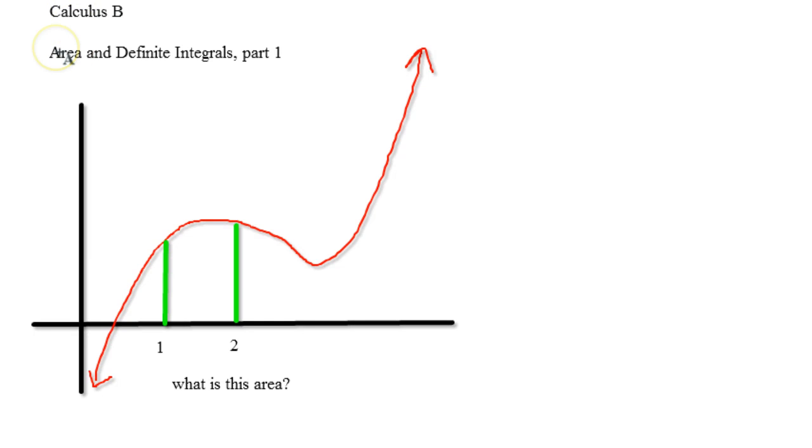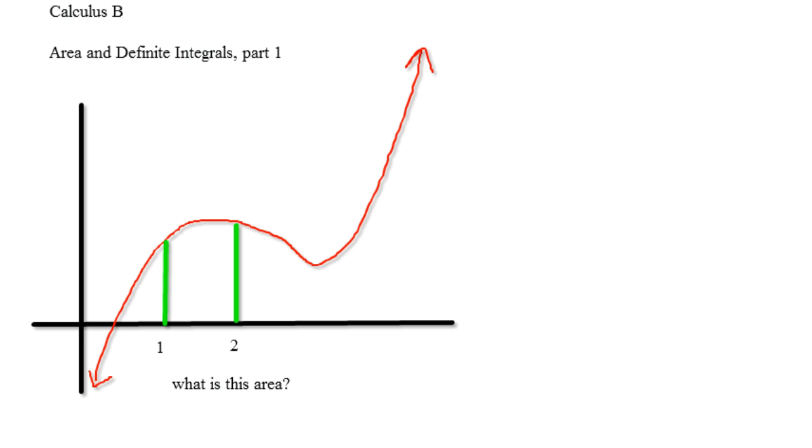Alright, so we're talking about area and definite integrals, and this is going to be part one in the series. Area and definite integrals is taking a look at a shape that looks something like this and then finding the actual area of this shape. The area of this shape is this area in here. Let me get rid of it so we don't have to deal with it anymore.